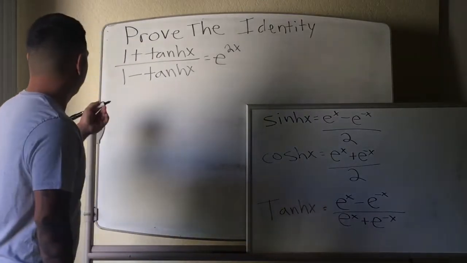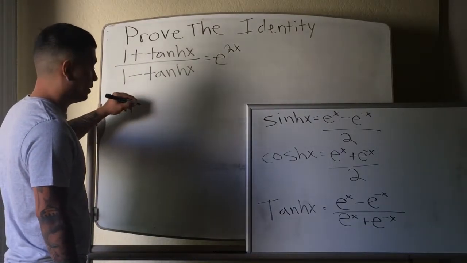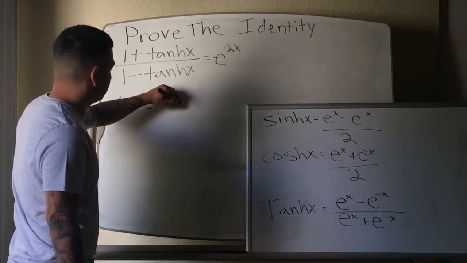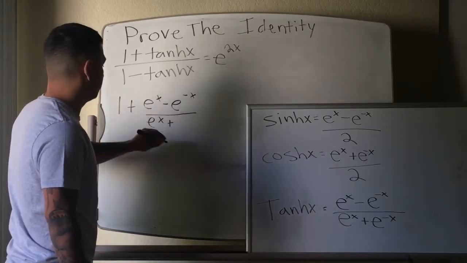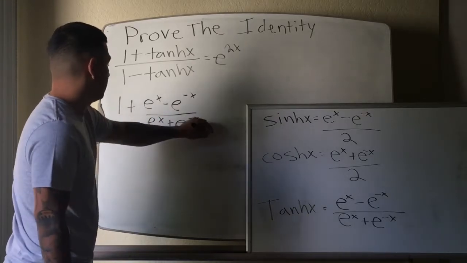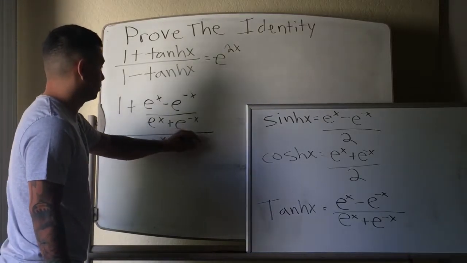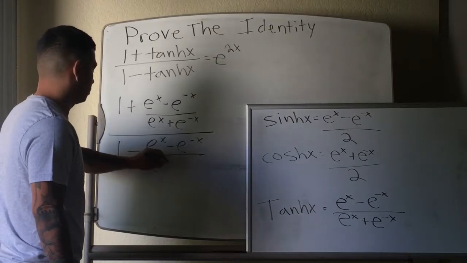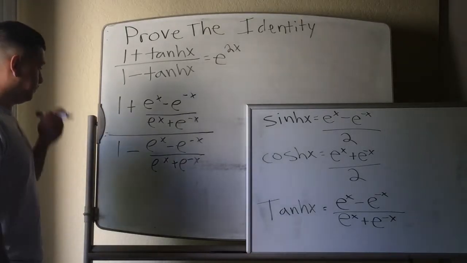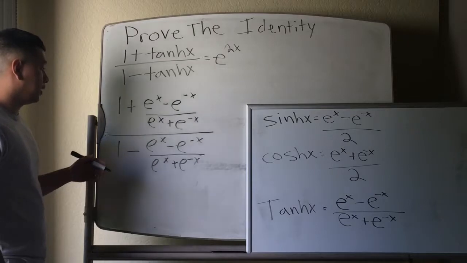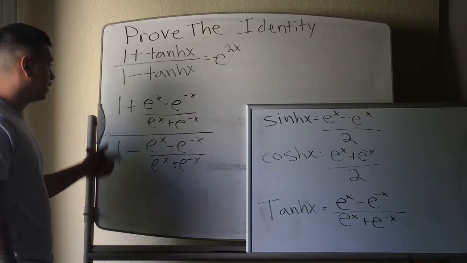Alright, so we begin with plugging in what we know. So hyperbolic tan x is (e^x - e^(-x)) / (e^x + e^(-x)). And that's all over 1 minus the same thing. Okay? Now, it could get confusing looking at it like this.